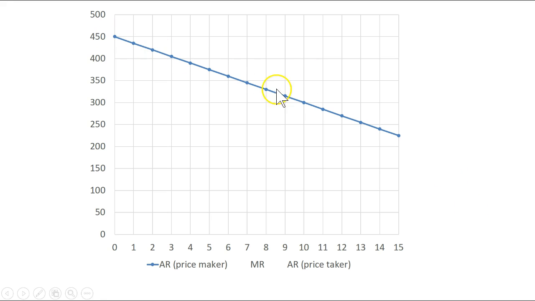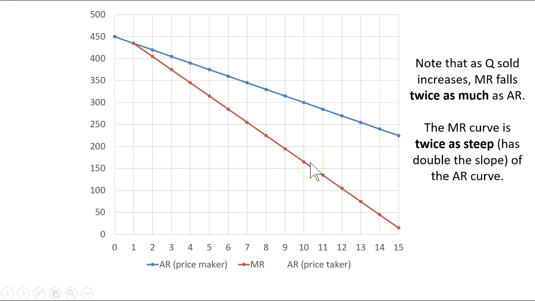Here's our average revenue curve, which we've already calculated, which is also a demand curve we now know. And let's now put in the marginal revenue. So when we plot the marginal revenue curve, that is the revenue generated by each additional unit being sold, we can see we've got this downward sloping curve like this. And what we notice is that this marginal revenue curve is twice as steep as the average revenue curve. That is, marginal revenue falls twice as much as average revenue falls as output increases.